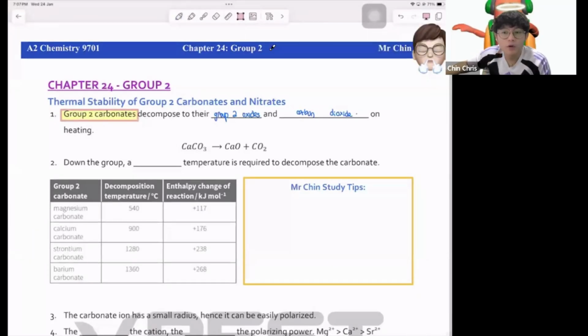So when you decompose a Group 2 carbonate, you still have a bit of notes, right? Yeah, I have the notes. Don't worry, I have the notes. I will send it over and you have to do it as a self-revision kind of thing.